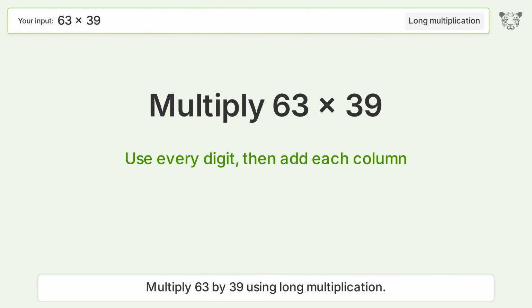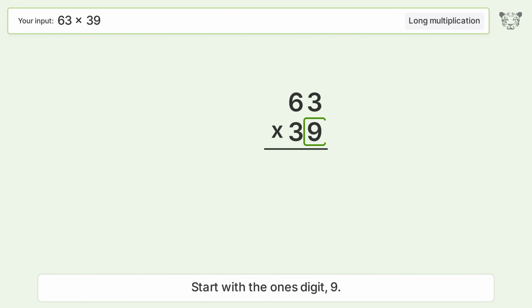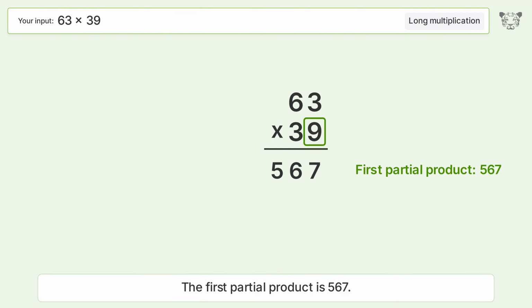Multiply 63 by 39 using long multiplication. Start with the ones digit, 9. 9 times 3 is 27. Put 7 in this column and carry 2. 9 times 6 plus the carried 2 is 56. The first partial product is 567.